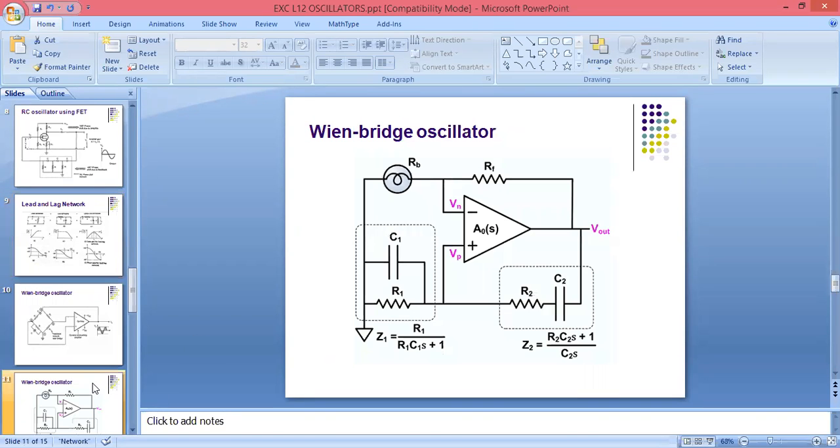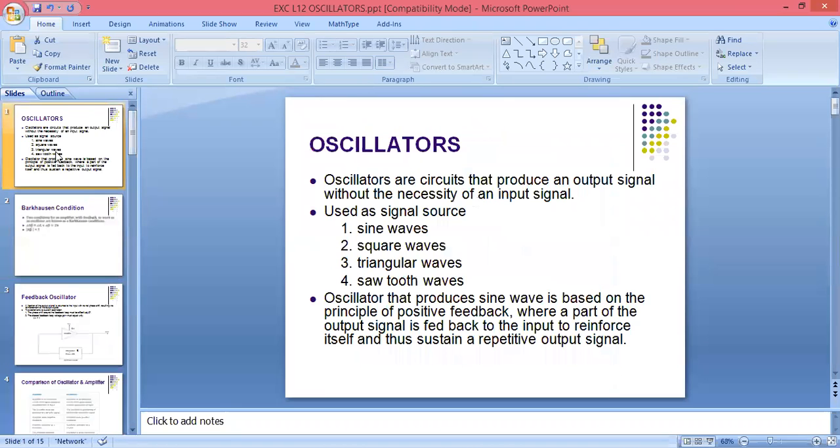Now we have to see Wien bridge. We will see it in the next class because only 6 minutes are remaining. I am just revising the things we have studied today. So in an oscillator, there is no need of any external input. Here we are using only feedback from the output which we give to the input. And we can say the oscillator will give us reinforcement of the output signal, and we will get a repetitive output signal. It is nothing but we are getting the periodic signal from the oscillator.